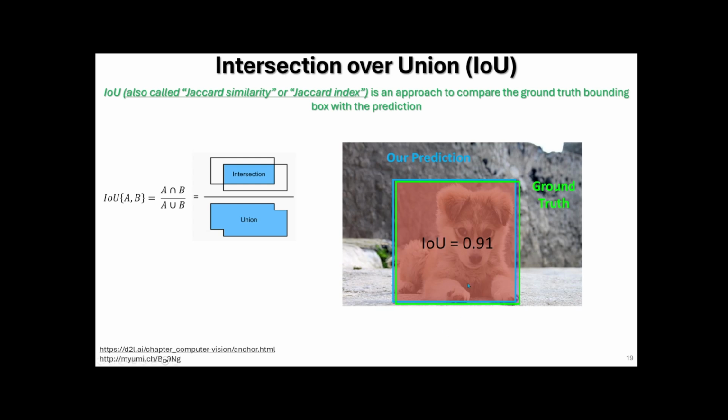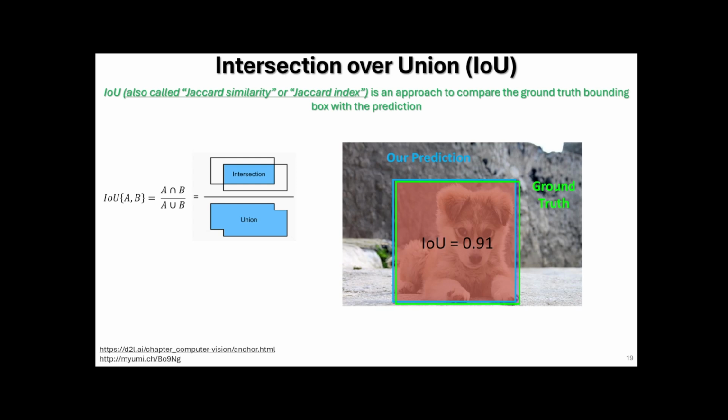Okay, so two use cases. One is to measure the performance in terms of similarity or goodness of your prediction, because the higher the IOU score, the closer your prediction is to the ground truth. The second is to use it to distinguish or remove some of the redundant bounding boxes.